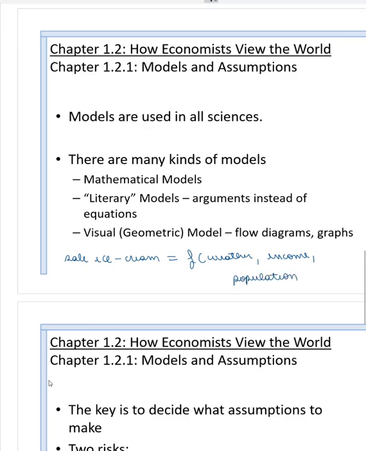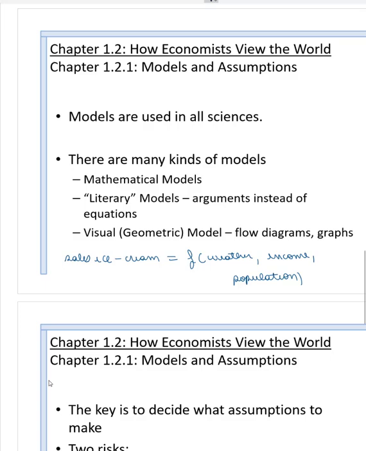Now, we can compare that with a literary model. A literary model would just be a translation of the math to English. For instance, you can say that the sales of ice cream is affected by weather, income, and the size of the population. So basically, you are stating that in English instead of using a math equation.